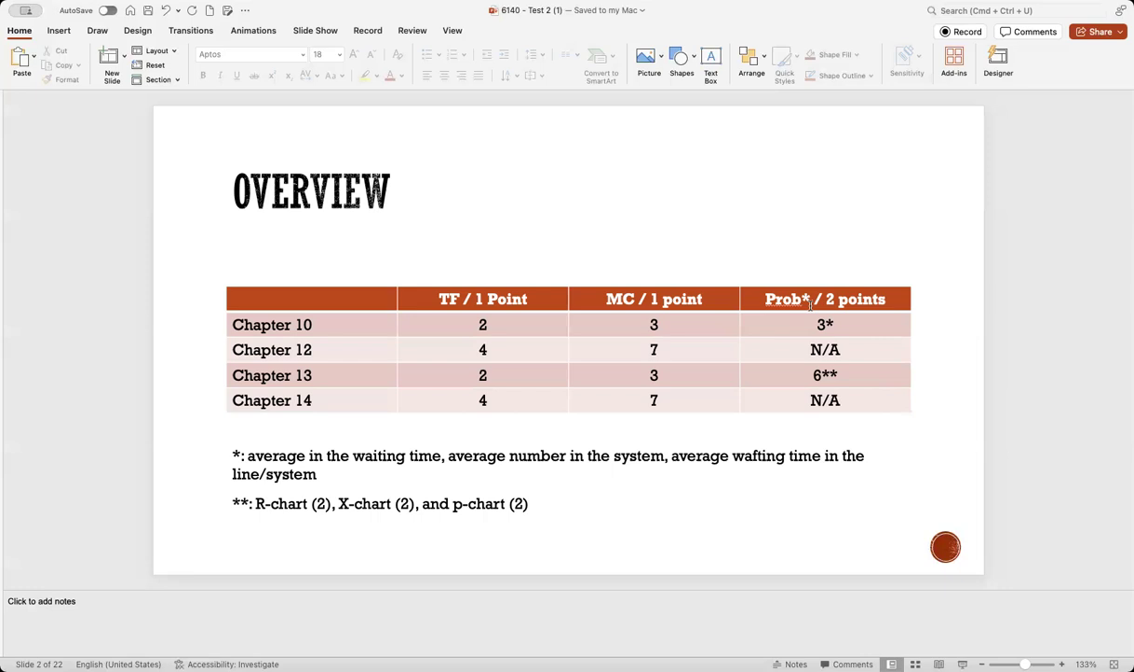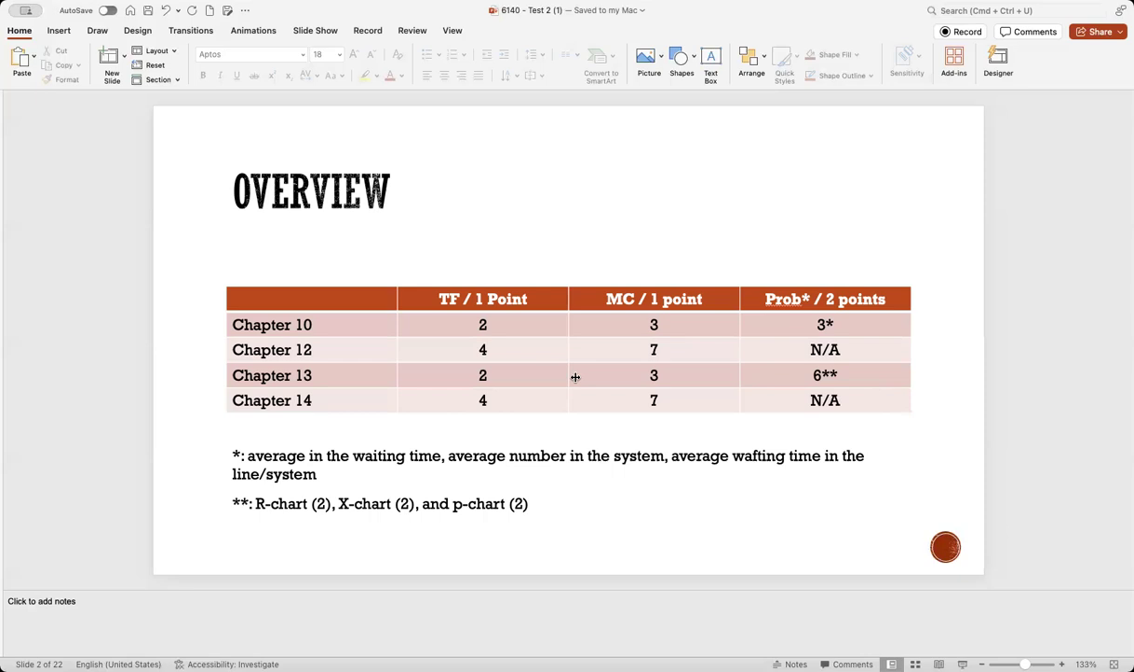And for chapter 13, I have six calculations, which will be multiple choice problems as well. I have 2 for the R charts, 2 for the X bar charts, 2 for the P charts. So all of them are for the control chart stuff. We don't have any calculations related to process capability, the Cpk. So this is the distribution for test 2.